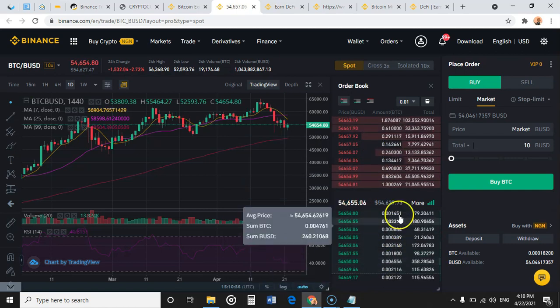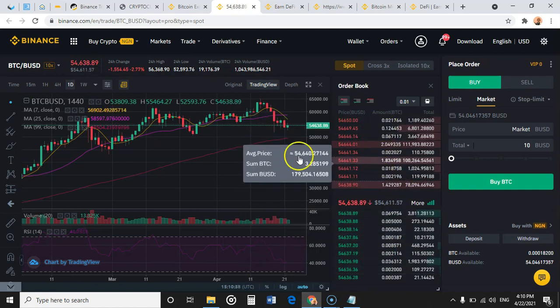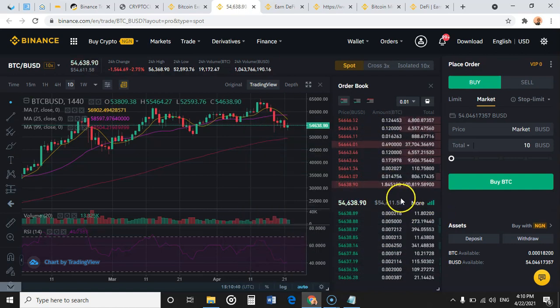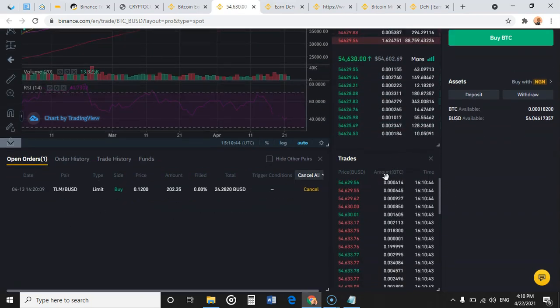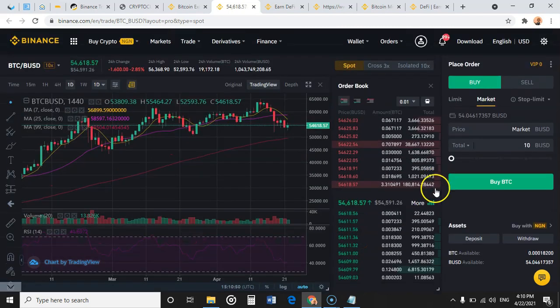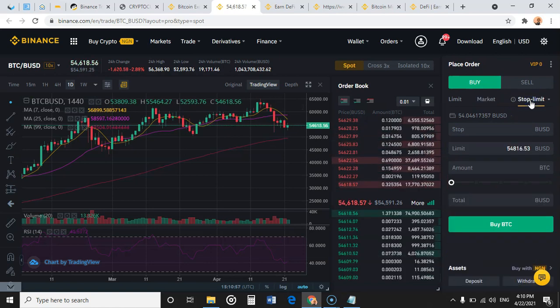So this is the war between the buyer and seller. This is a war. You can see the price is changing every second, okay? So you can have access to all kinds of trades, whether it is buy or sell here. All of them are here, okay? And also, you can take advantage of the stop limits. This is how to set a stop limit, okay?